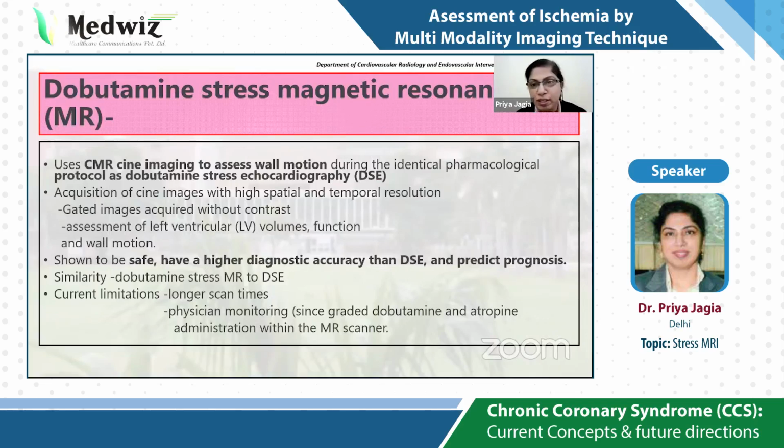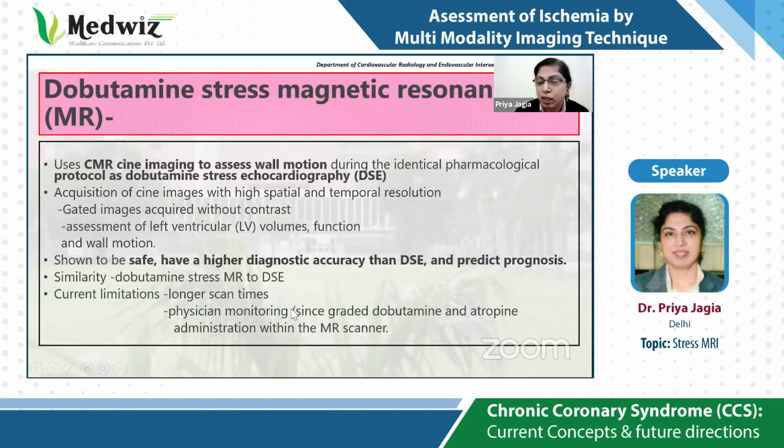So when we talk about stress MR, it actually has two components. One could be a dobutamine stress MR study, which is very similar to dobutamine stress echocardiography, wherein the wall motion abnormalities are looked for to detect underlying ischemia in patients who are at rest or have a stunned myocardium or a hibernating myocardium. Its diagnostic accuracy has also been found to be higher than what is seen on echocardiography.